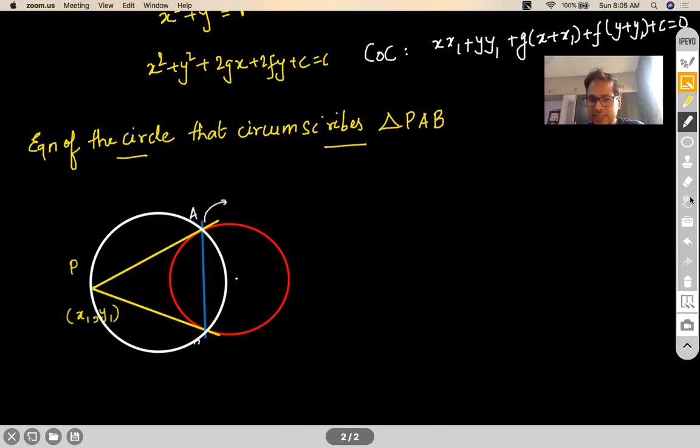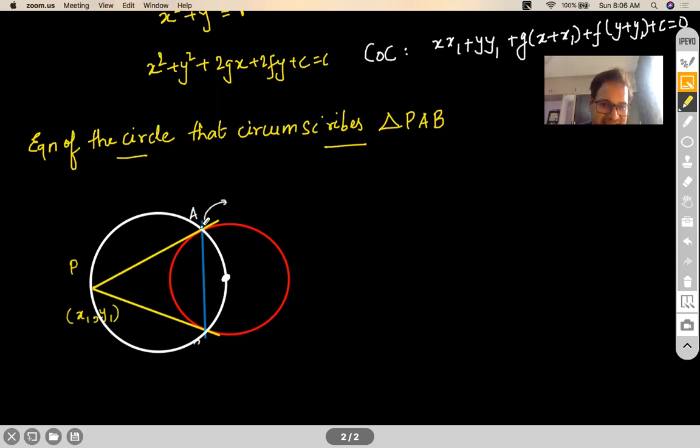Okay, let me do one thing. If I make the position of the center, things will be very obvious. So now most of you have actually cracked this. The center of this circle should be on this circumscribing circle. So the center of the red circle should actually lie on this white circle. Now, why is that? Very simple.